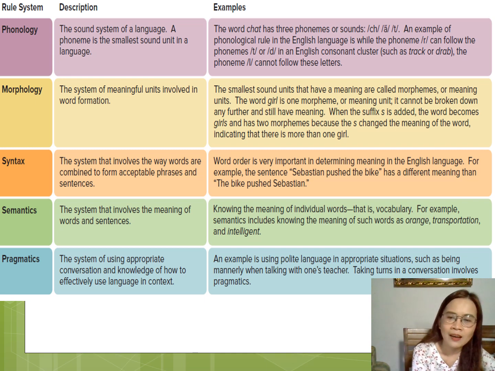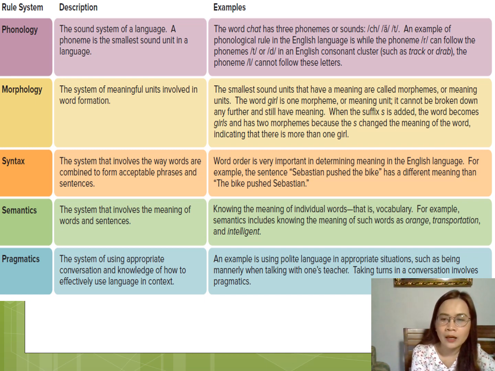Ayan. And then we have syntax, the third one, the third rule. The syntax is the system that involves the way words are combined to form acceptable phrases and sentences.